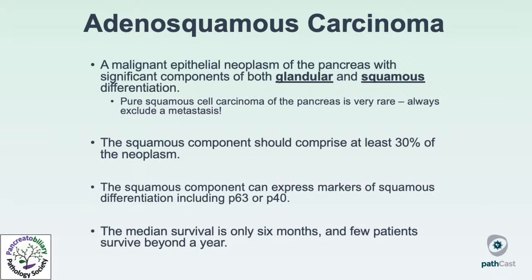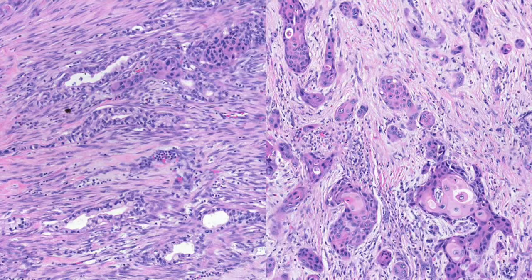Adenosquamous carcinoma is an aggressive neoplasm. The median survival is only 6 months, with few patients surviving beyond a year. So these have a very poor prognosis. I want to just show some histologic examples of adenosquamous carcinoma.